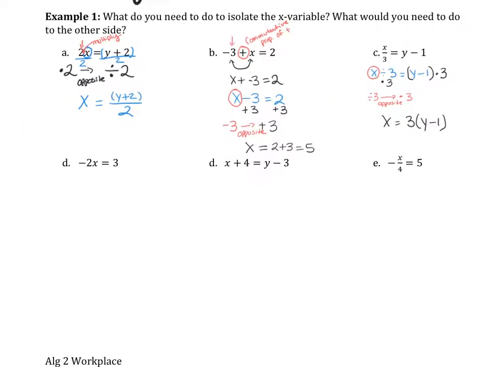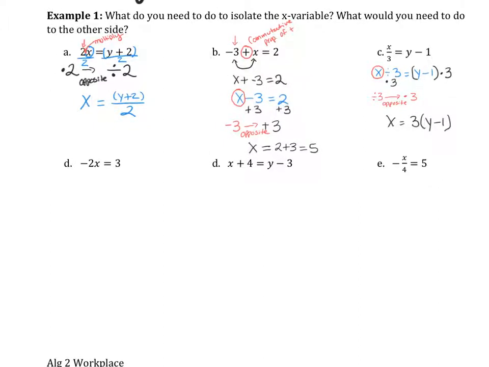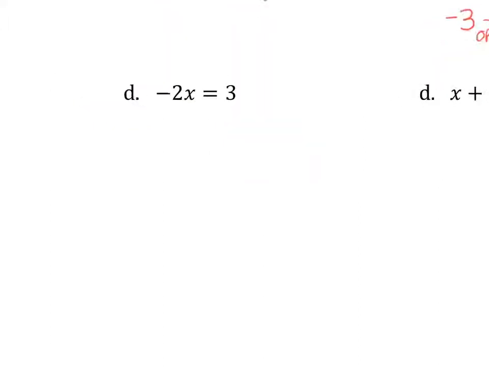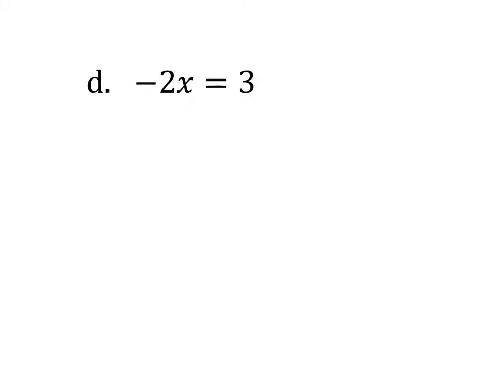Okay, can you guys try, there's 2 D's, D, D, and E. Go ahead and try those last 3, and we'll go over them in a minute. Okay, so letter D, this first one, we have -2x equals 3. So what is happening to the x right now? We have this x, we want to get it by itself. What is preventing the x from being by itself?